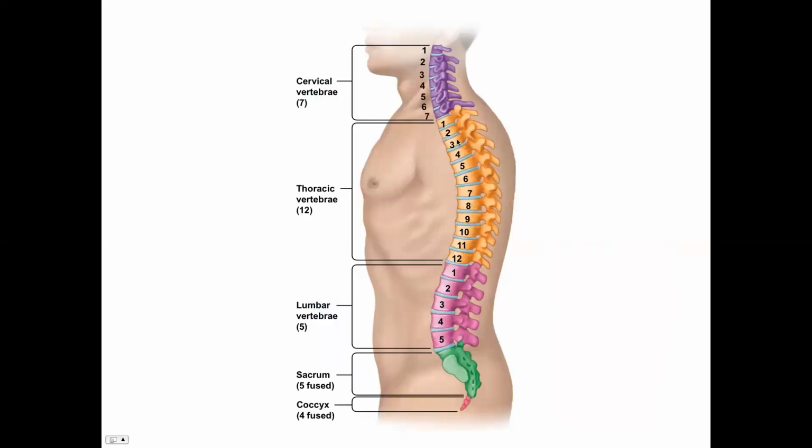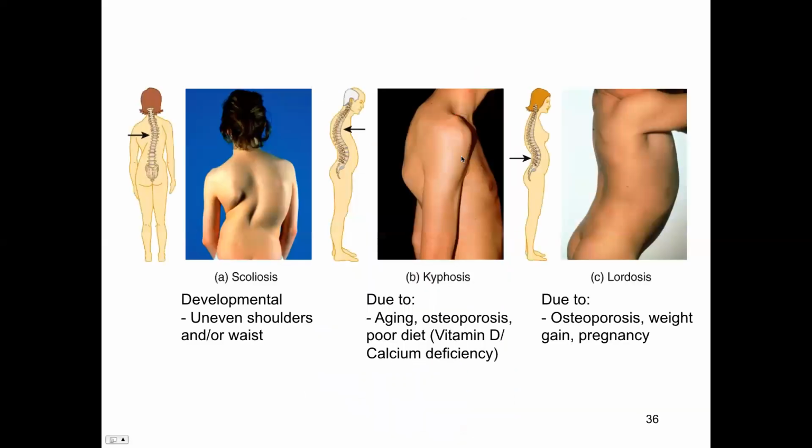The easy way to remember this is that we have 7 cervical, 5 lumbar. Add those together, what do you get? 12, and that gives you your thoracic, all right? And then you just have to remember 5 fused sacrum and 4 fused for the coccyx, all right? And we have these curvatures that are very standard in the human, okay? And then we have some odd little curvatures that can happen that cause problems.